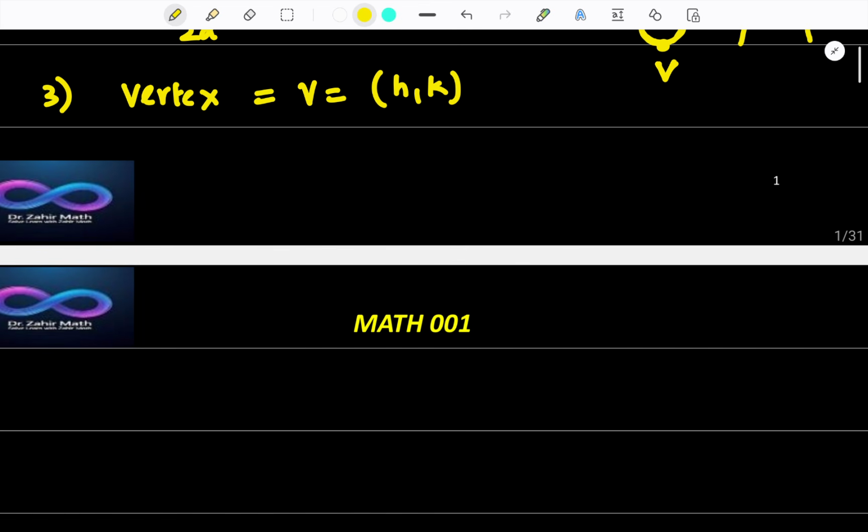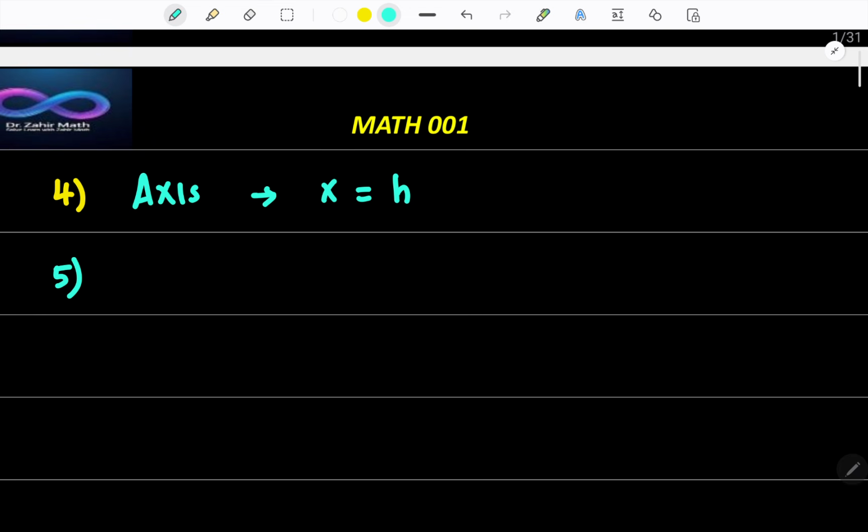The next formula you are going to study is the axis of symmetry, which is given by the formula x equals h. The next formula is for the x-intercepts. To find the x-intercept, we put f of x, that is y, equal to 0.